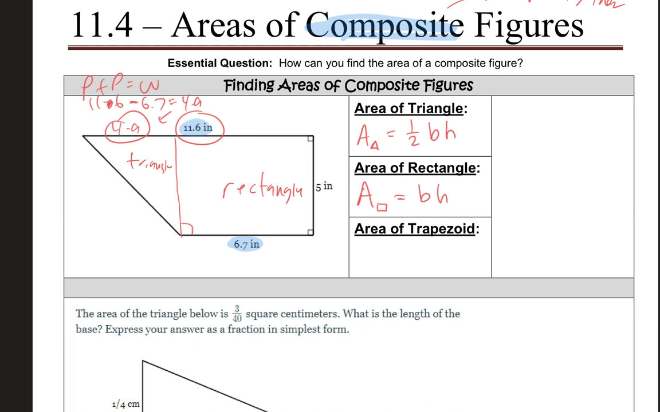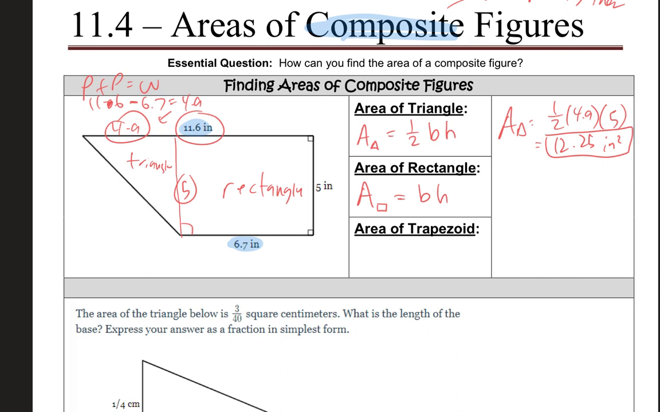If that's our base, we can say the area of this triangle is going to be 1/2 of the base of 4.9 times the height. Now, what do you think the height is? Well, if this is a rectangle, if that's 5, that means this is also 5. So if we put that into our calculator, all we have to do is type in 1/2 times 4.9 times 5, and that gives us 12.25. And we're going to say inches squared. We square it because it's area, and we're using our units, which is inches.